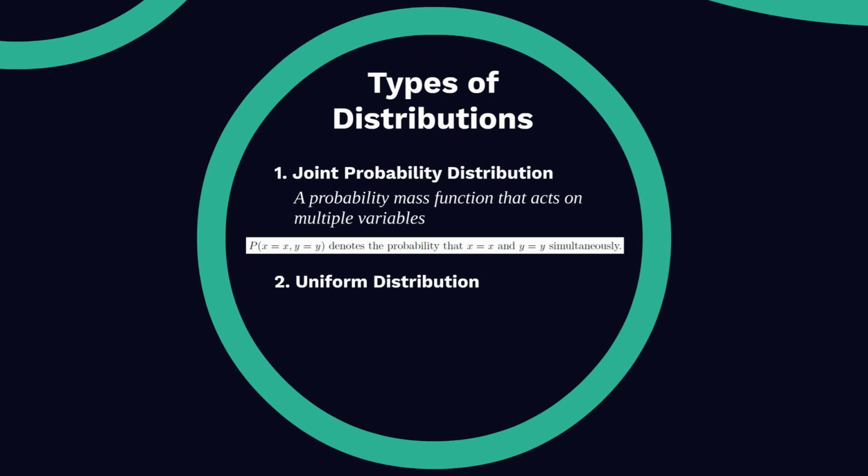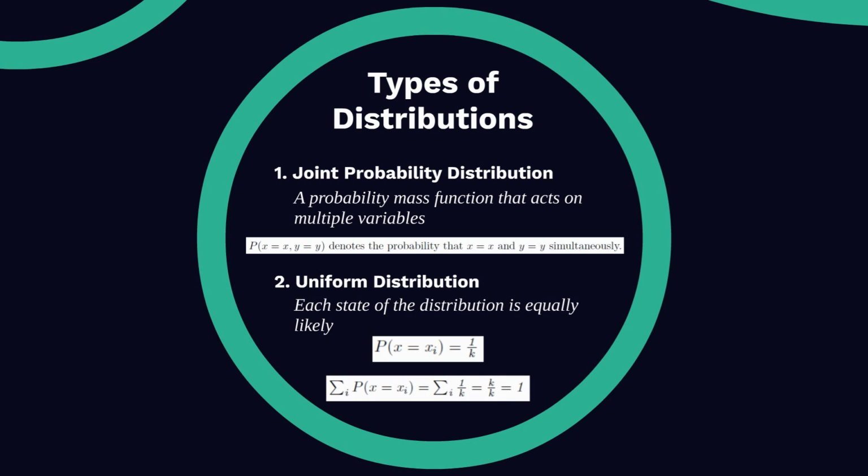Also, we have uniform distributions, and this is going to be a probability mass function or probability distribution in general, where each state of the distribution is equally likely. So for probability mass functions, this is easy to calculate since we have discrete values. Each state is going to take on the probability of 1 over k, where k is the total number of possible states. And you'll notice that uniform distributions are going to be normalized if we have k possible states, with each state having a probability of 1 over k.